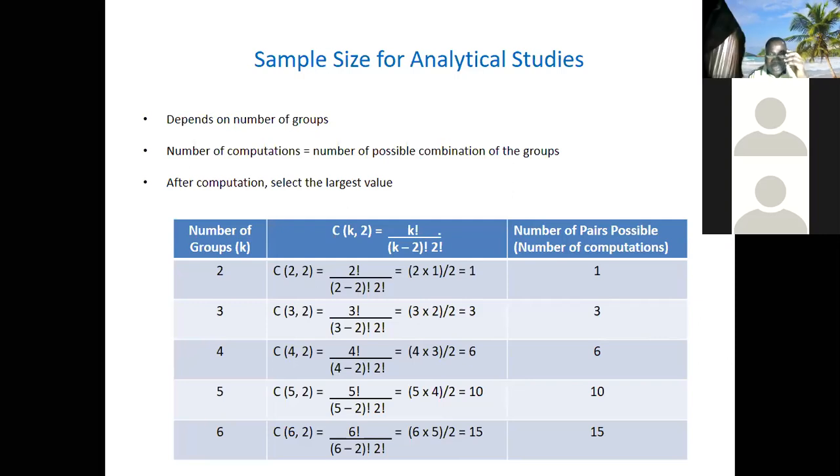That particular pair that is the highest, that you have neglected, you may not be able to find the difference if it exists. So to be on the safer side, you choose the biggest one. When you choose the biggest value, it suffices for that pair and also for the other pairs that are lower. After all, it's the minimum sample size.